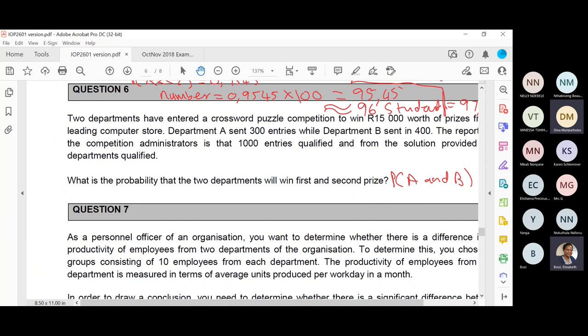So in order for us to find the probability that the department will win a first prize or second prize, we need to calculate. Sorry, Liz. Someone's background has something going on. Okay.